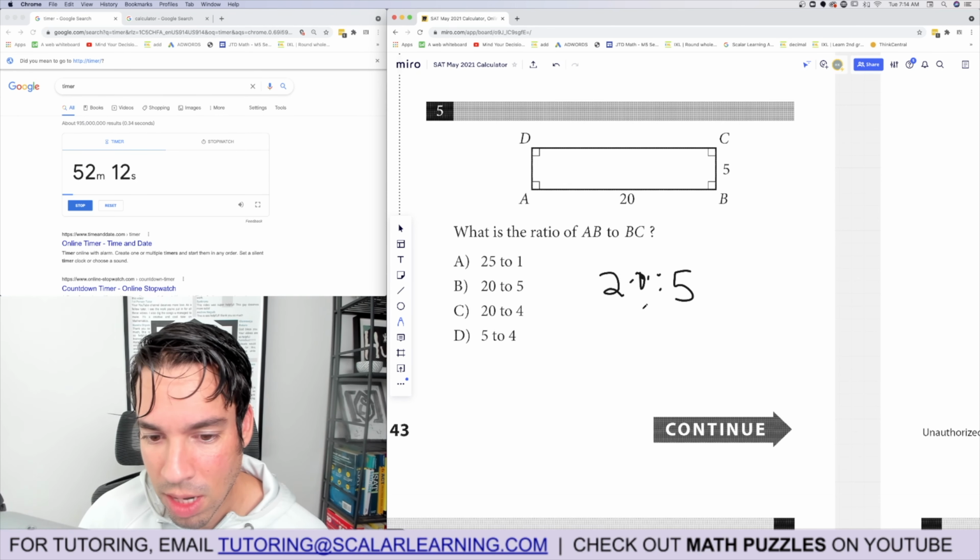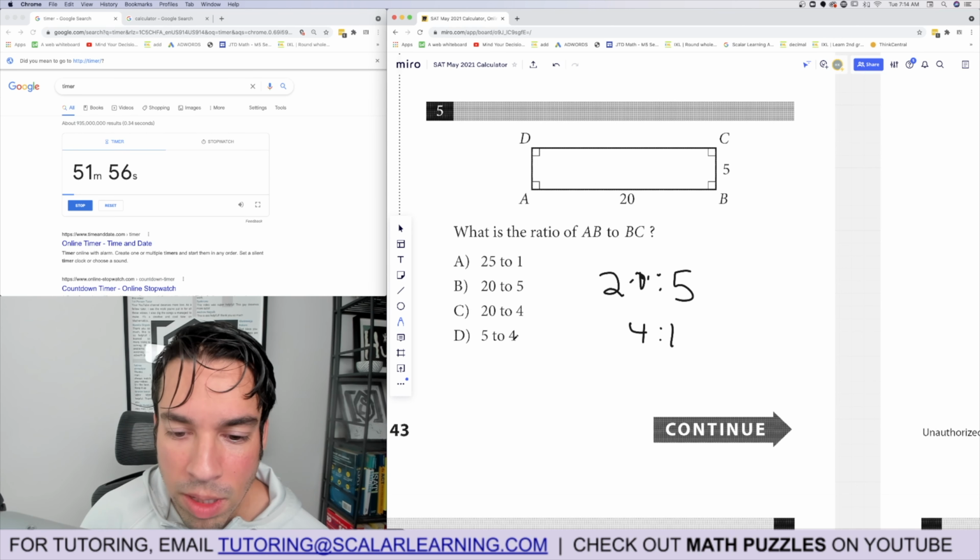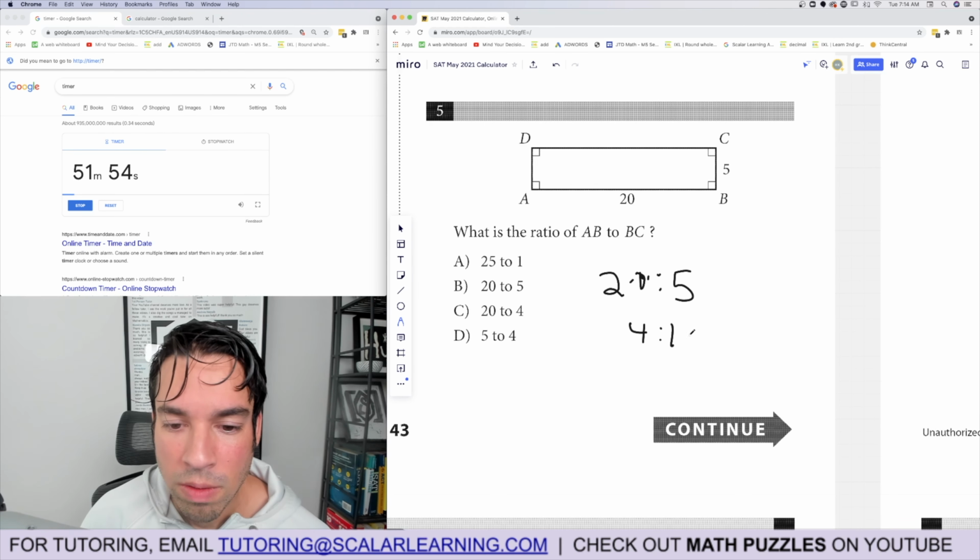22.5. Okay, let's hope it doesn't happen again. So 22.5 is the ratio of AB to BC, but you can reduce it. A ratio can be reduced just like a fraction. Divide both sides by 5, and you get 4 to 1.